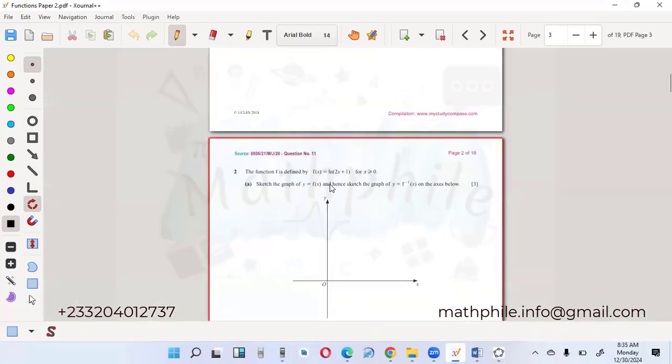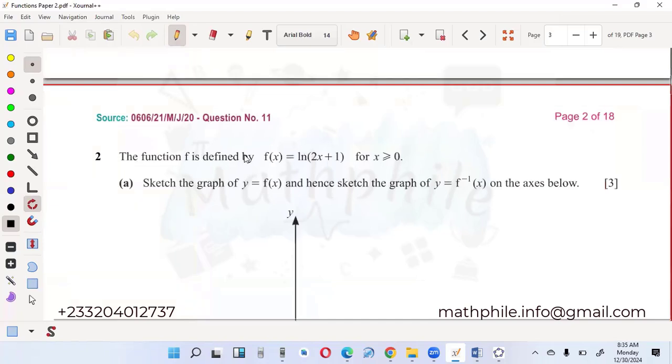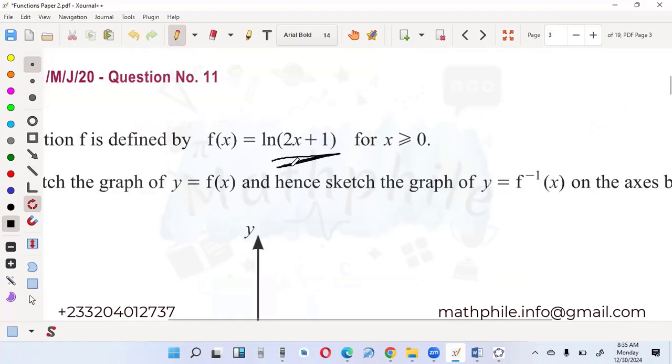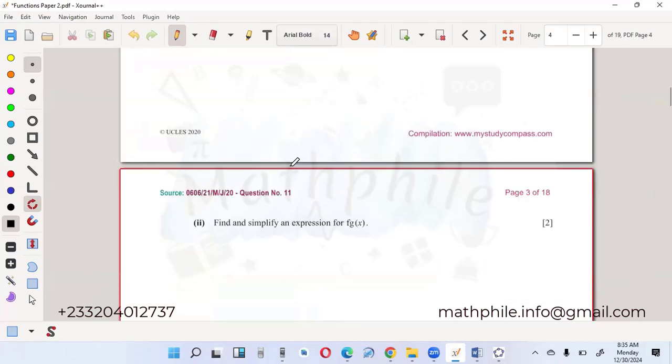If you go to my study compass, you can download the functions paper. With this one, you were told to sketch the graph. With this, you will not be able to do it because I've not said anything about functions yet. But in this one, I know you can sketch it. Then what else? Let's see another question that you can do.